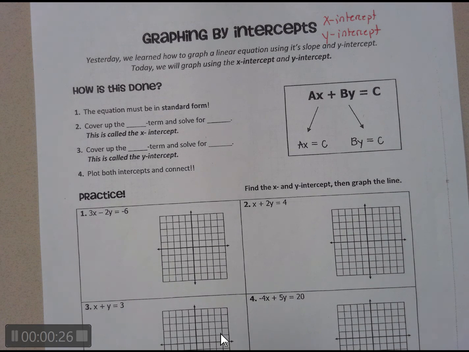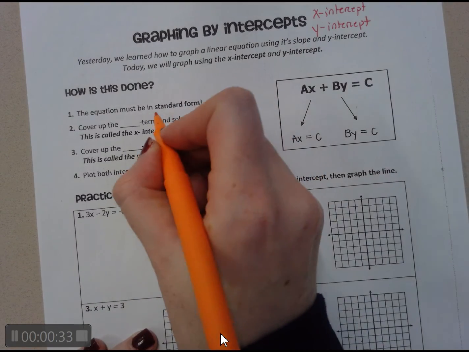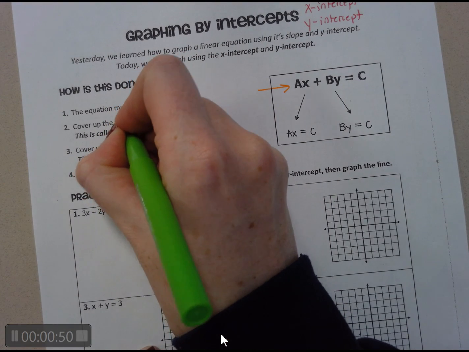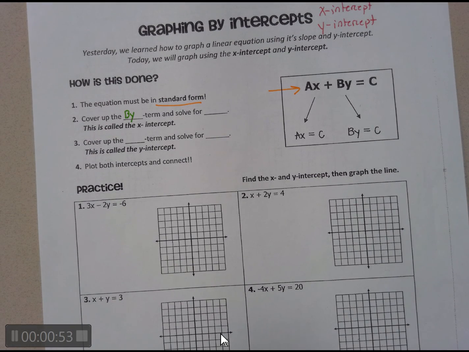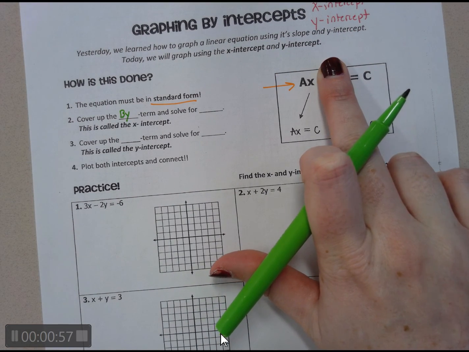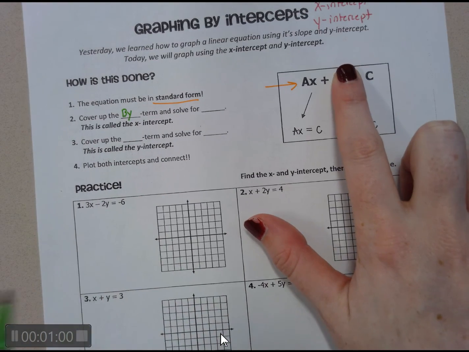Alright, so how are we going to graph in intercept form? Well, first, our equation must be in standard form. So remember, our standard form is ax plus by equals c. Okay? All right. So when we are solving for our intercepts in standard form, first thing we're going to do is cover up the by term. So anything with a y, we're going to cover it up. Okay? So like right here. Just cover it up. Okay, covering it up.